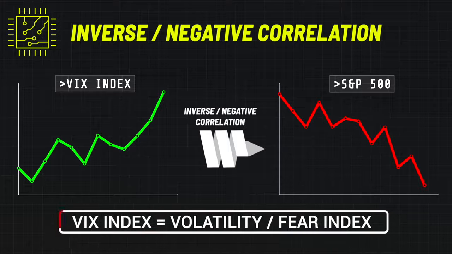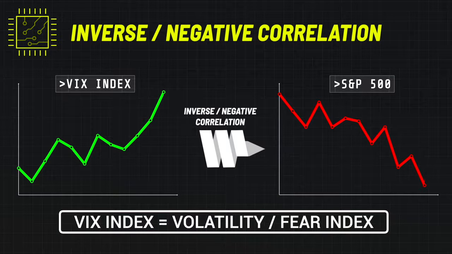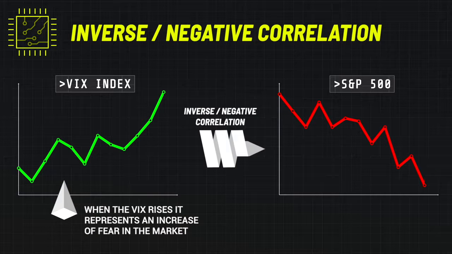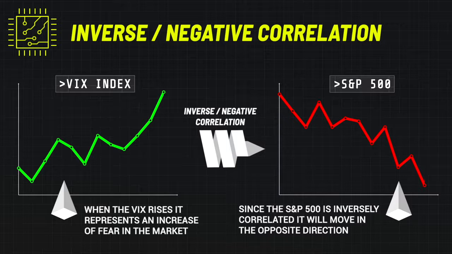The VIX index is the volatility index, also called the fear index, meaning when the VIX rises, it represents an increase of fear or uncertainty in the market. And since the VIX is inversely correlated to the S&P 500, when the VIX rises and fear increases, the S&P 500 falls. This is not the law. We are stating this in relative terms, so just use it as guidance.